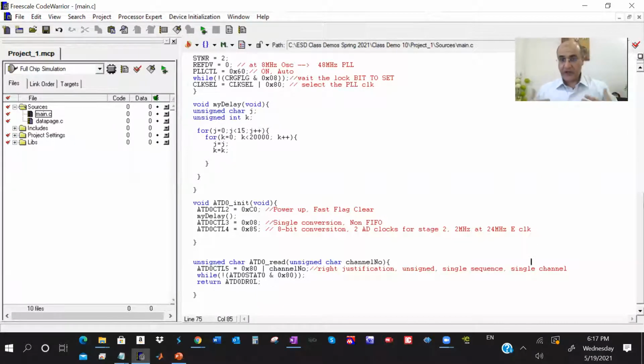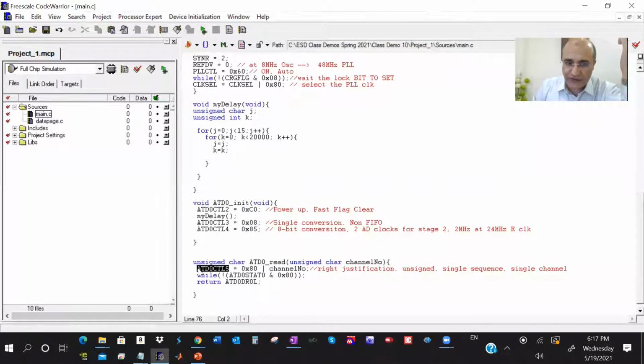Now the read, I want to start reading. I'm gonna pass the channel number as an 8-bit number from 0 to 7 and return the data after it's done with the successive approximation. So how do we start converting? We write to ATD control 5. So ATD control 5 equals 8 or channel number that we passed. This is what I wrote.